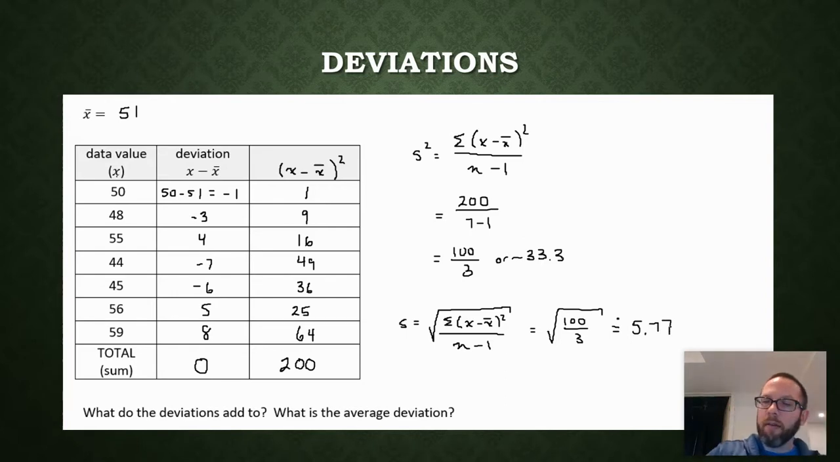So what this means is that the mean of this data set is 51. And we can now say a typical value is about 5.77 units away from the mean. So we now have a way to describe how far a typical value is from the mean. A standard deviation. That's where the name comes from. All right.